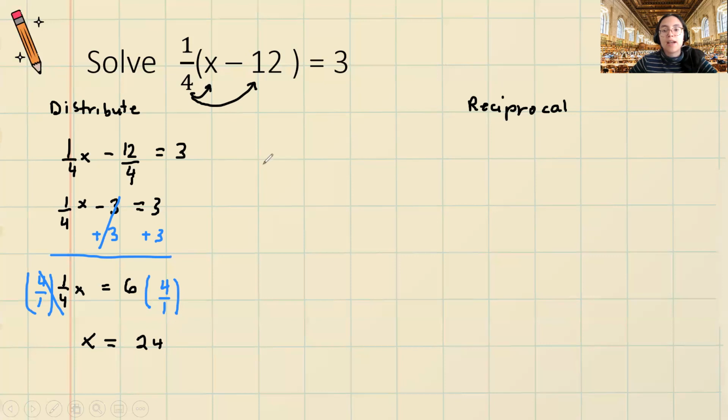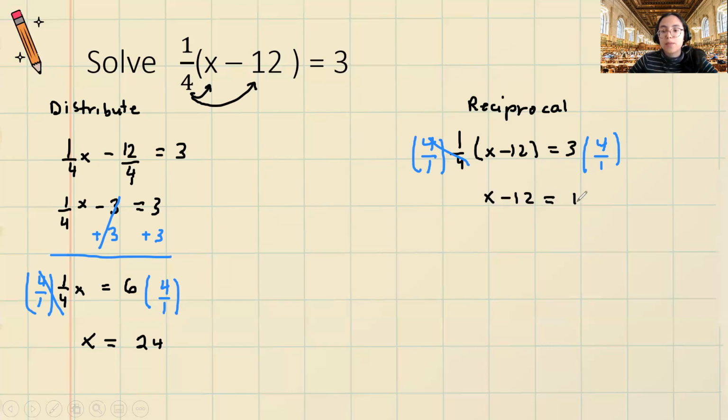But what if I just multiply by the reciprocal? So if I have 1/4 x minus 12 is equal to 3, instead of distributing, I just multiply by the reciprocal. So 4/1 on this side and 4/1 on this side. These fractions will cancel, and I will be left with x minus 12 is equal to 12, because 3 times 4 is 12, and then 1 times 1 is 1.